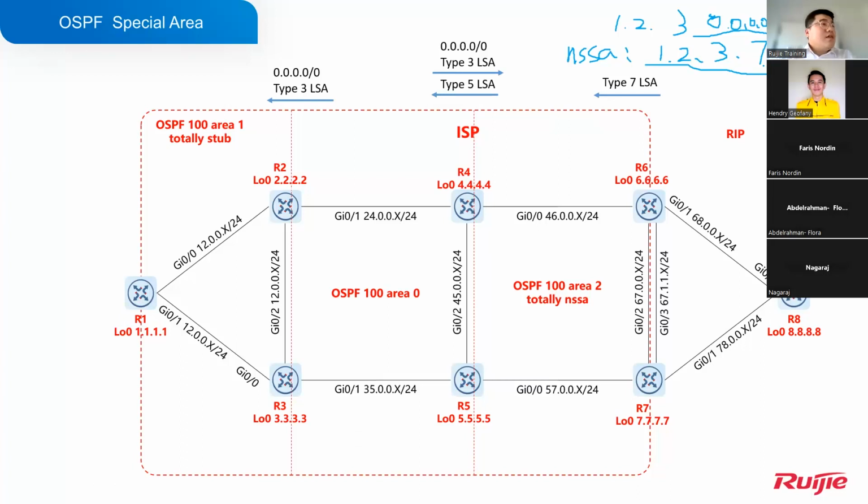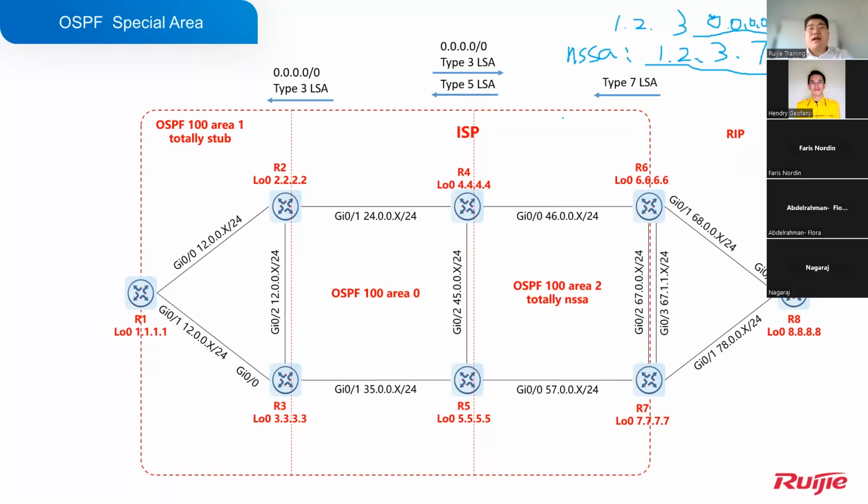Type 7 here, you should know that the function of the type 7 LSA in the NSSA area is the same as the type 5 LSA. The type 5 LSA is used to carry the external routes. Okay, the external routes. And the totally stub, totally NSSA.